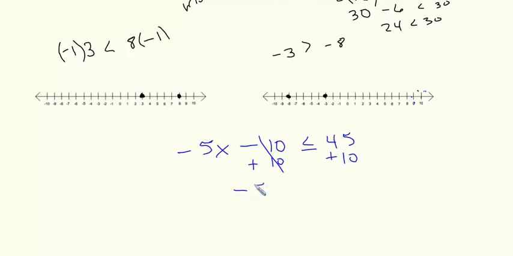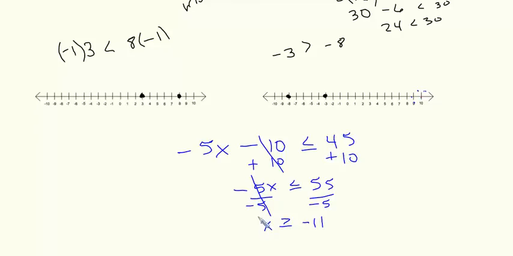So we get negative 5x is less than or equal to 55. So since we have negative 5 multiplied by a number, we're going to divide both sides by a negative 5. Okay, so since I divided both sides by a negative number, I'm going to have to flip this symbol here. So my negative 5's cancel out, and I have x is greater than or equal to negative 11.